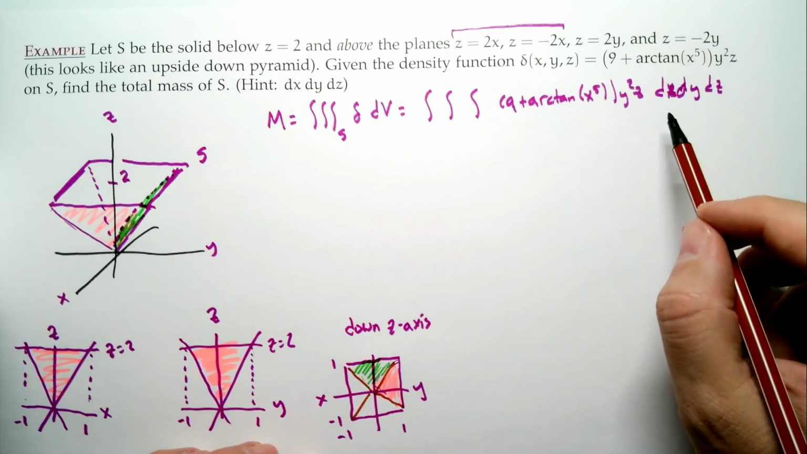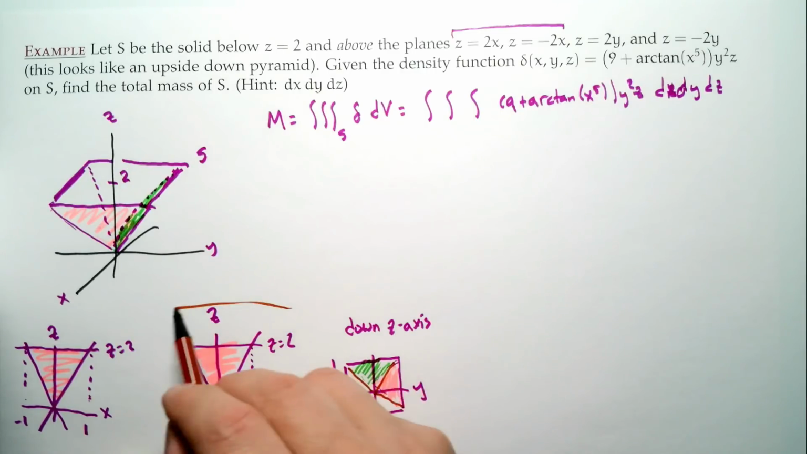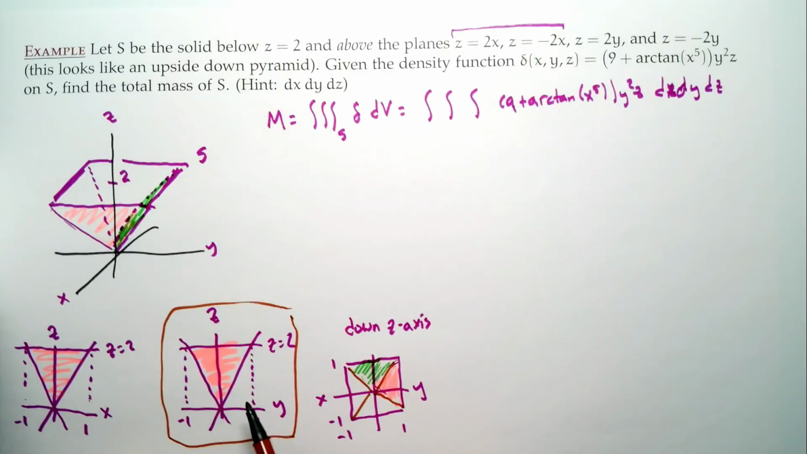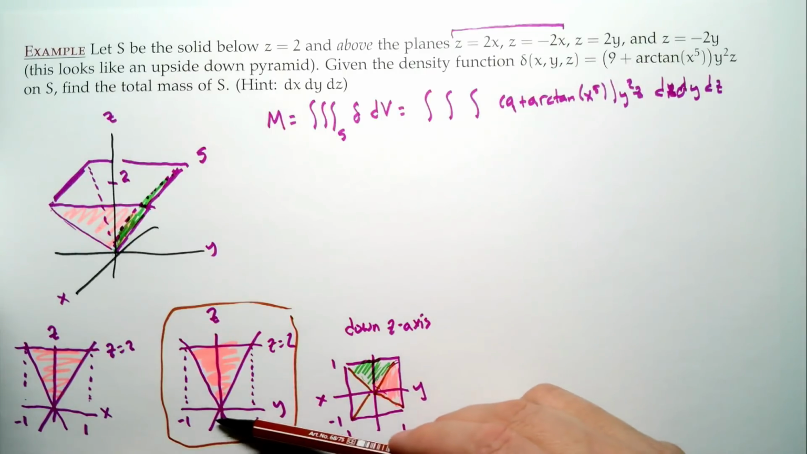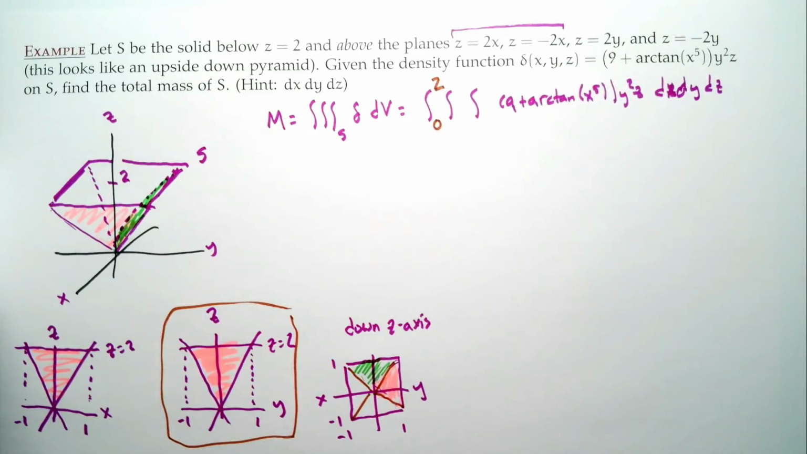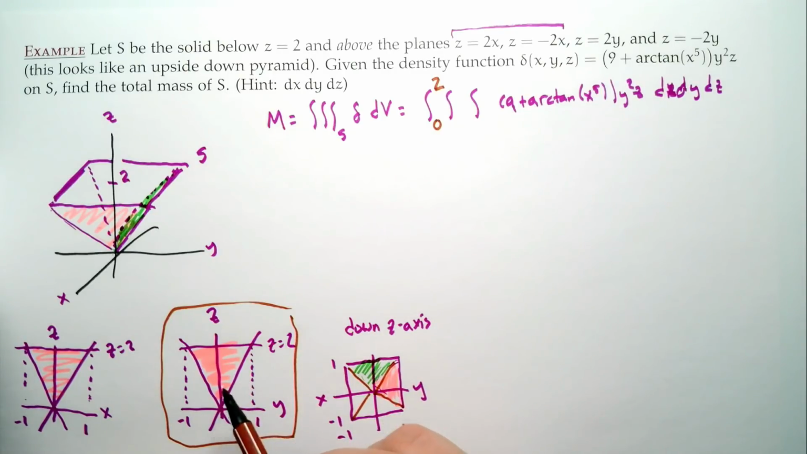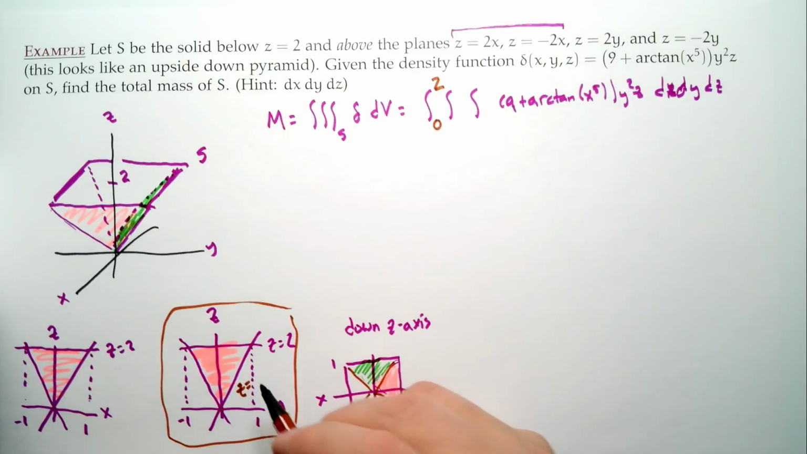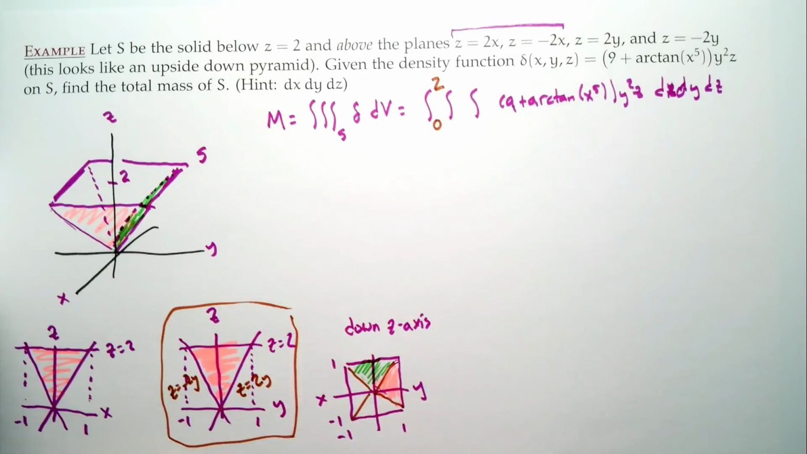So if I'm doing the order dz, dy, dx as suggested, I'm going to look down the x-axis, which means my picture looks right now like this. Here is my picture. And I ask myself the question, okay, where does z go between? Well, I go from 0 to 2. That's not hard. Usually the outer integral is not the hard one. Now I say, all right, what's next? I want to know where y goes between. Well, what do I have? I have that this is the surface z equals 2y, and this other one, z equals negative 2y.